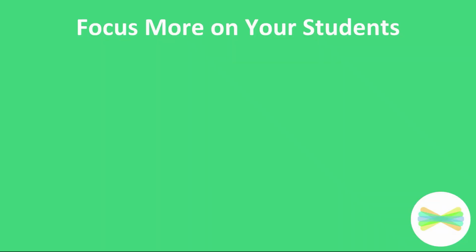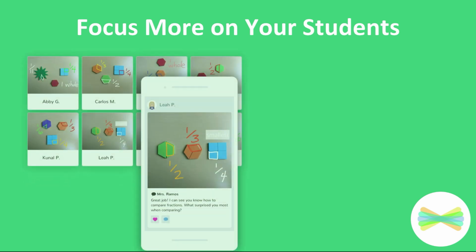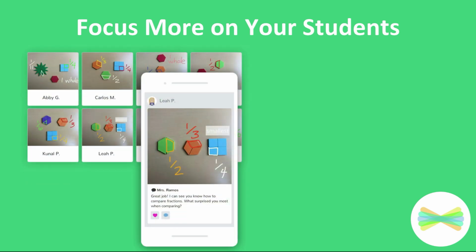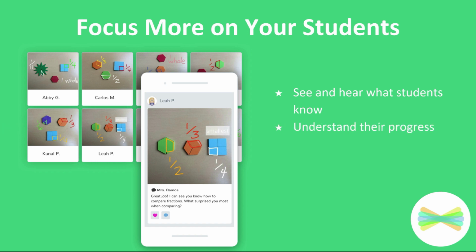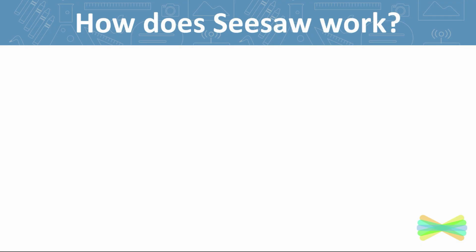Seesaw focuses more on your students. How? Well, when students add to their Seesaw journal, the content is uploaded by the student and immediately accessible to teachers from any device on the web, making it easy to see and hear what students know, to understand, review and monitor their progress over time and demonstrate growth. Instruction is easily differentiated for students who may be on an individual learning program or extended to create more challenging tasks. So how does Seesaw work?